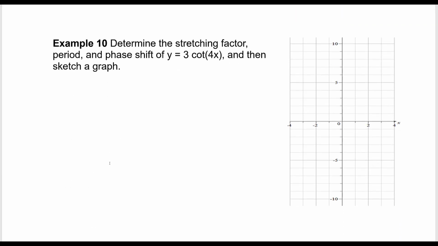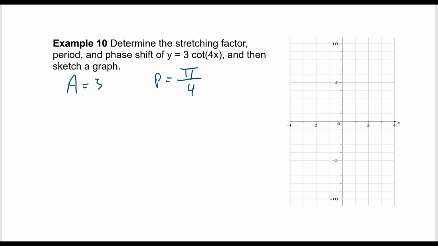So let's start with our first one here. We know what our a is. It's going to be 3. That's our stretching factor. Now normally the asymptotes would be at, as we said, 0, pi, and so on. Let's see what this is going to be. It's going to be pi over b, which is 4. So that's our period. So I'm going to relabel this graph.